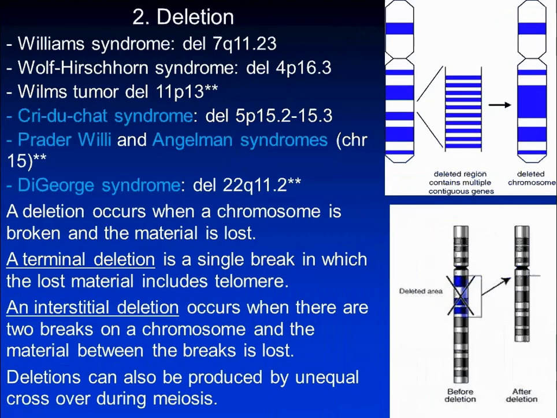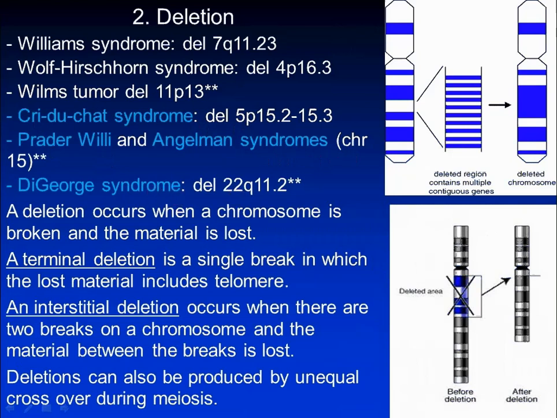Here are diseases caused by chromosome deletion. For this class, we will focus on Cri-du-Chat syndrome, caused by deletion in chromosome 5, Prader-Willi and Angelman syndromes, caused by deletion in chromosome 15, and DiGeorge syndrome by chromosome 22.